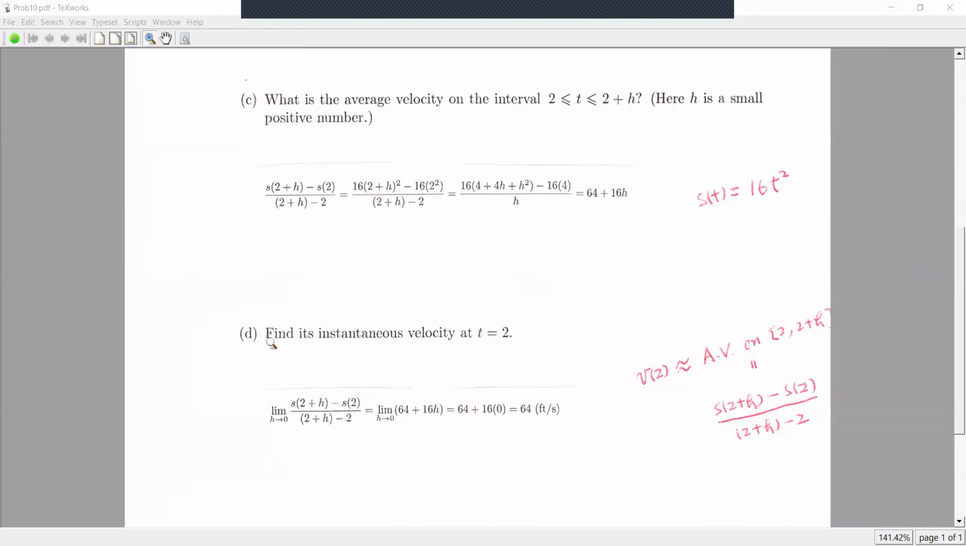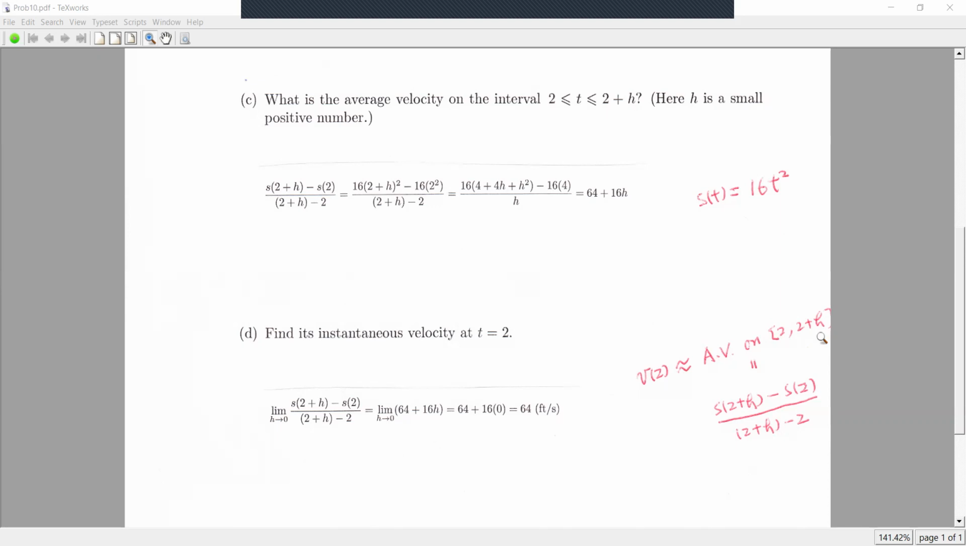Part D. Find the instantaneous velocity at the time 2. Instantaneous velocity at the time 2 can be estimated by the average velocity on the time interval between 2 and 2 plus h. That is, instantaneous velocity can be approximated by this number. This approximation is better if this time interval is smaller. That is, if h is smaller.